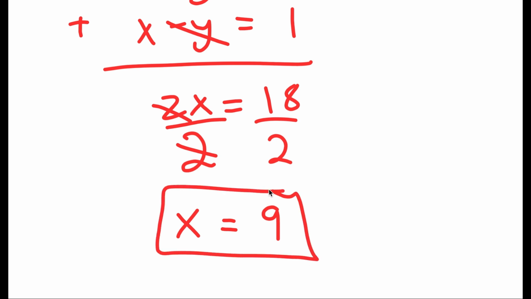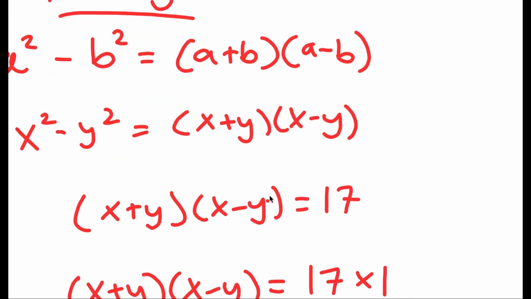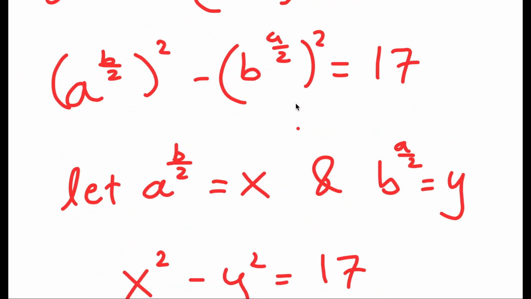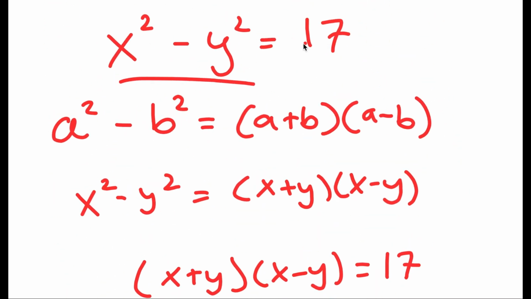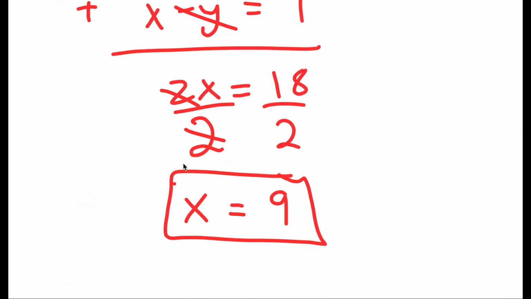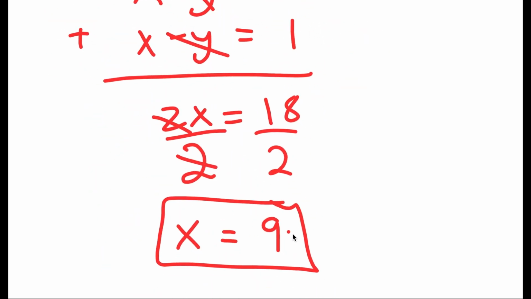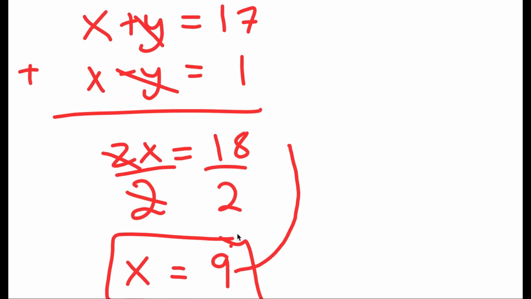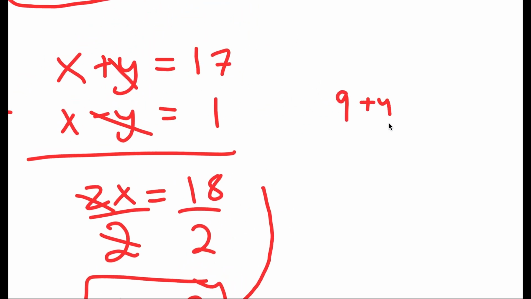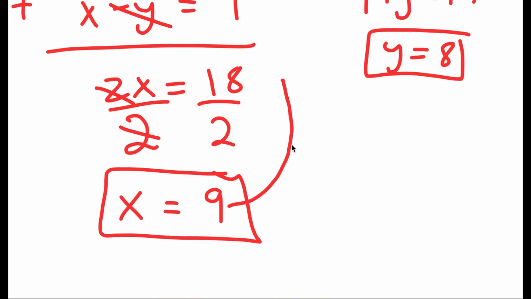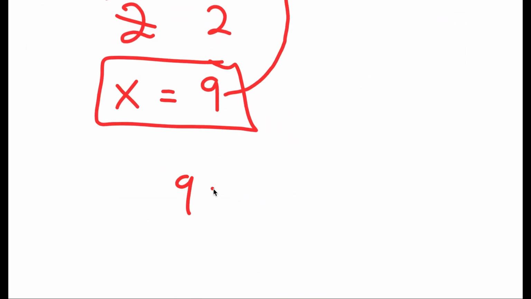Now, from here, we're not done yet because we need to find our value of y. Well, notice here that x squared minus y squared is equal to 17. And we don't even have to use that, but we can even use one of these. X plus y equals 17. So if I plug in x into this, I get 9 plus y is equal to 17, meaning y is equal to 8. And I can even check this over here. It says that x minus y equals 1. X is 9, y is 8, so I have 9 minus 8 is equal to 1, and this is true.